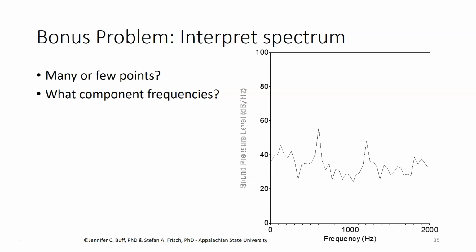Okay, here we have another spectrum. It's a little bit pointy, but not with nearly as much detail as the previous one. So in comparison, I would say this has fewer points. If you look at the overall outline of the curve, there's some wobbling up and down that you want to mentally ignore a little bit. There are 2 component frequencies that very robustly stick out from that background. One is at 600 hertz and one is at 1200 hertz, with amplitudes of about 55 at 600 hertz and 50 at 1200 hertz, something like that.